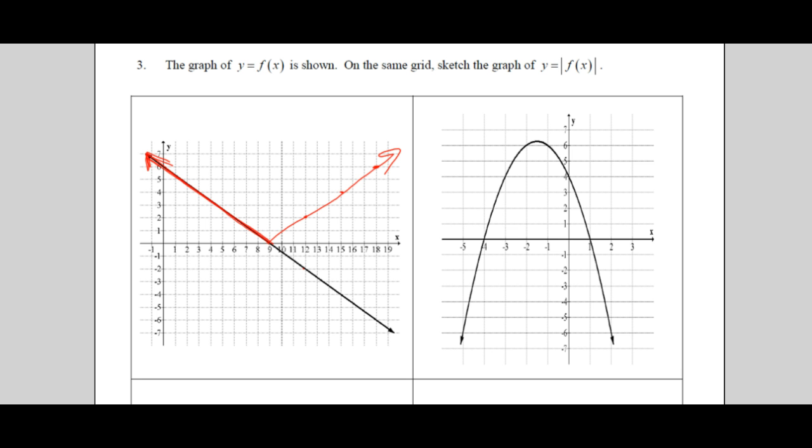On the same grid, sketch the... Okay, so we could label this y is equal to the absolute value of f of x. F of x, right? Absolute value. Just make sure your bars are big enough so that if you're doing the absolute value of 2, it's not like, is that 121? Of course. Okay, what do we do from here to here?